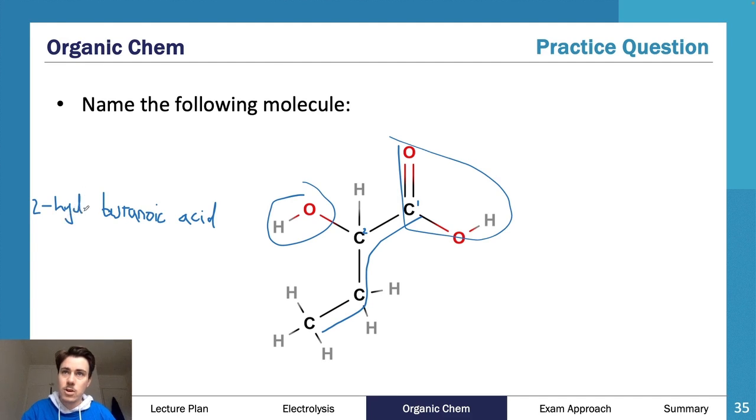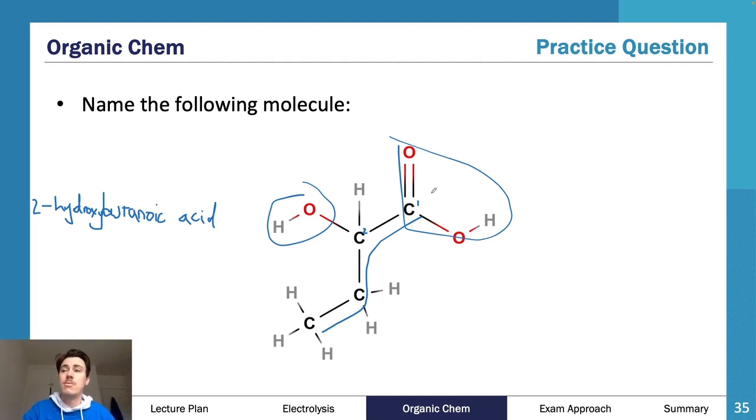I'm going to run out of room here just because I can't. This is terrible. Hydroxy, there you go. That actually was not too bad. 2-hydroxy butanoic acid. Really important. I've got the 2, I've got the dash.